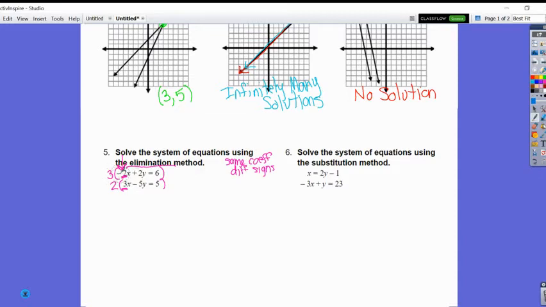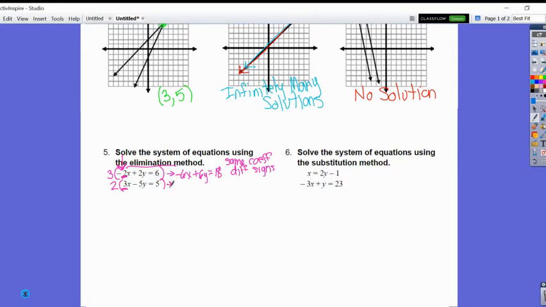Now I have to check out the signs. I already have a negative up top. I already have a positive on the bottom, so I don't need to do anything with my signs here. We are just ready to create this like a big distributive property. So we're doing 3 times negative 2x, that's negative 6x. We're doing 3 times positive 2y, that's positive 6y. And on the other side of the equals, we're doing 3 times the 6, that gets us to 18.